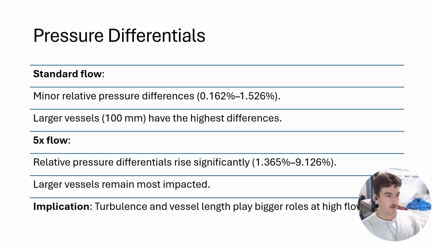So for my SolidWorks simulations, I found that standard flow created minor relative pressure differences, but for the larger vessel, the 100 millimeter vessel, it has higher differences in pressure. And then when the flow was increased by 5 times, the differentials rose significantly, and the larger vessel also remained the most impacted. Turbulence and vessel length seem to play a large role in the high flow.